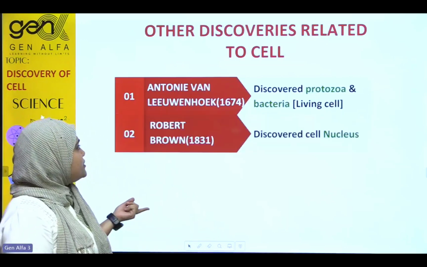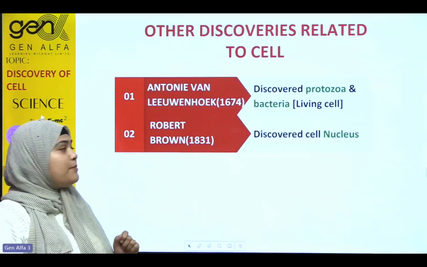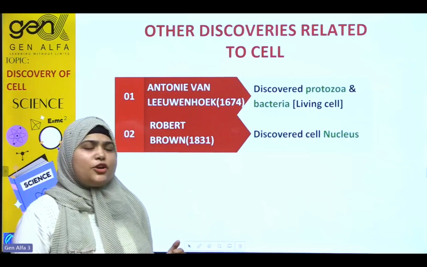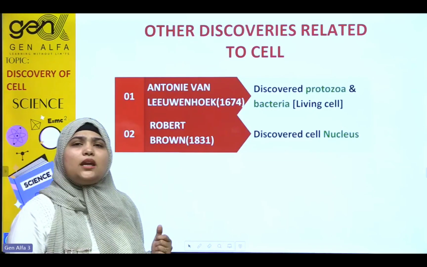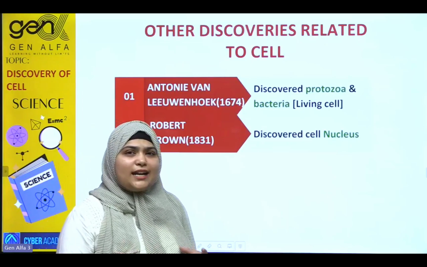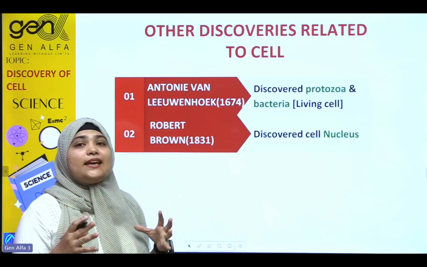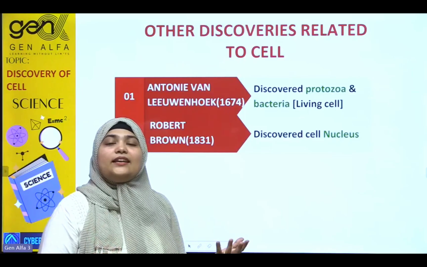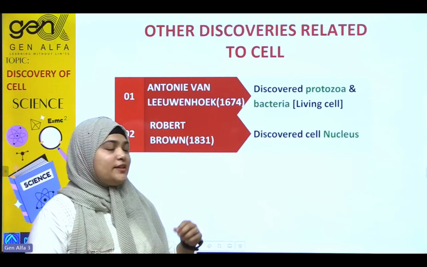Next, after Leeuwenhoek, the next scientist was Robert Brown. He was the scientist who discovered the nucleus. Robert Brown was studying plant cells and found that inside the plant cells there is a dense, dark-colored area. And then he named it the nucleus.